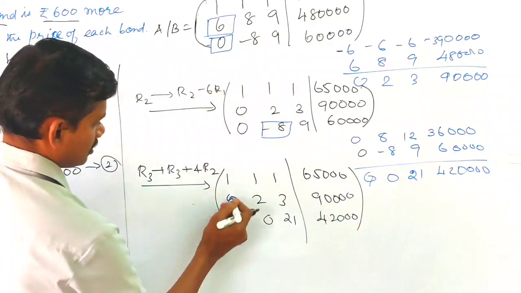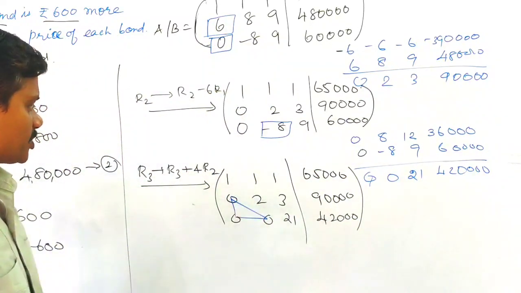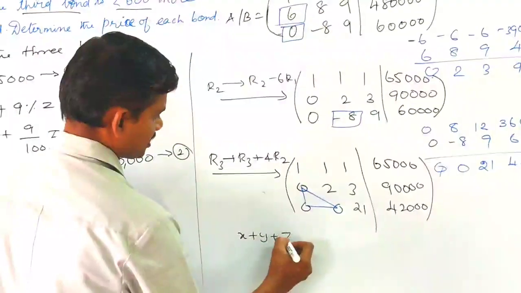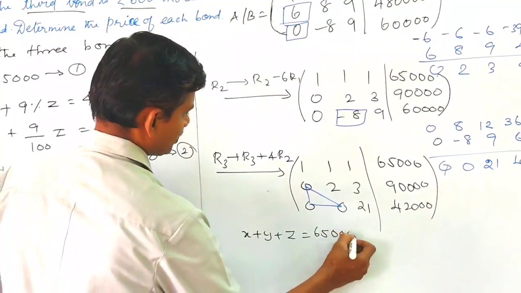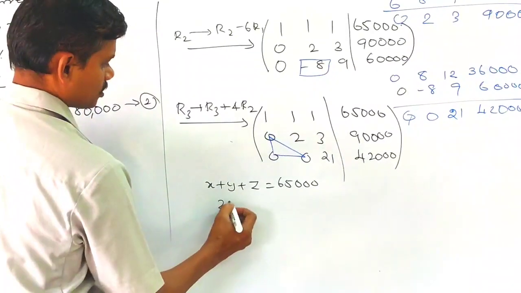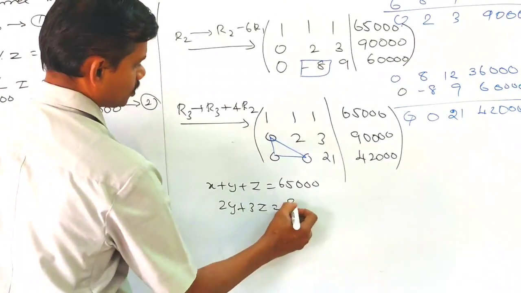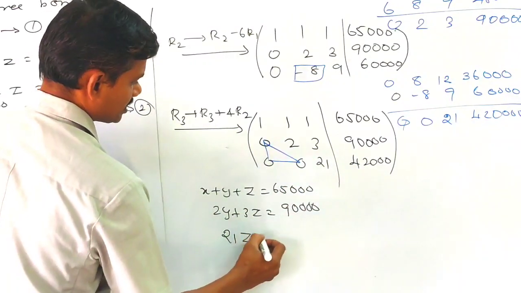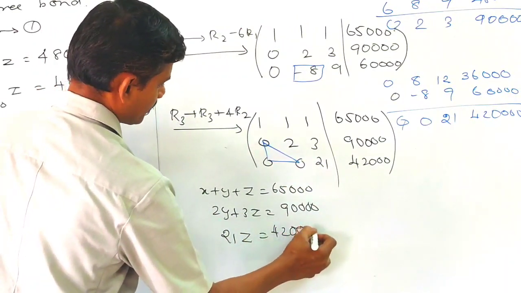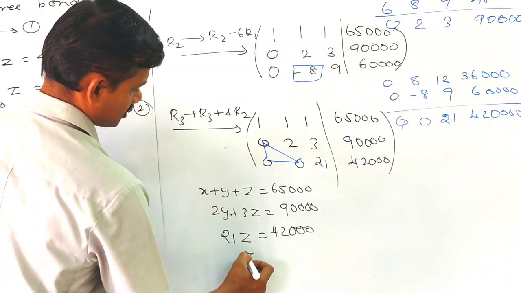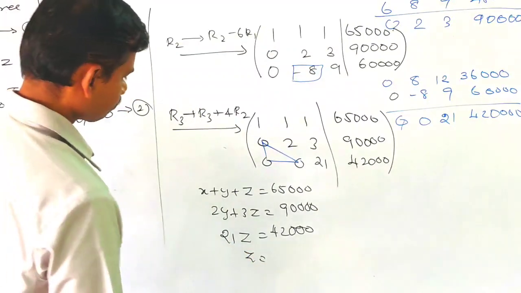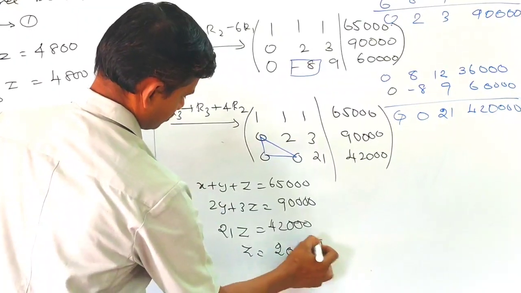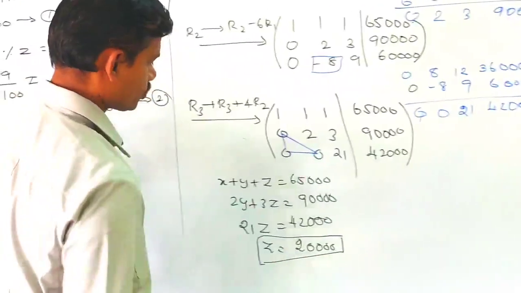So we arrived at echelon form. From this last matrix, I am going to write the equations: x plus y plus z is equal to 65,000. The second equation is 2y plus 3z equal to 90,000. And the third equation is 21z is equal to 42,000. If I divide this by 21, I will get 2,000. So the value of z is 2,000.